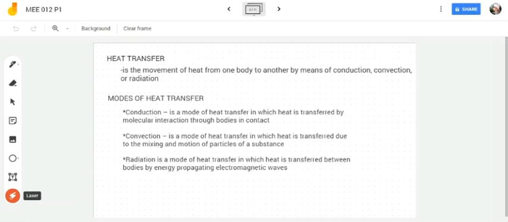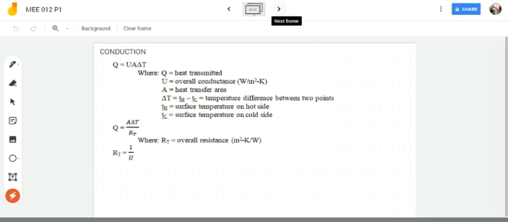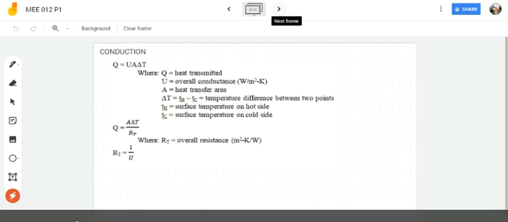Okay, so for part one of our review material, we will be focusing on conduction itself. This convection and radiation will be discussed in the next part of our review. But for the meantime, let's go to conduction. For the conduction, this is the common formula that you need to be familiar with, or ito yung formula na ginagamit natin when solving your conduction problem.